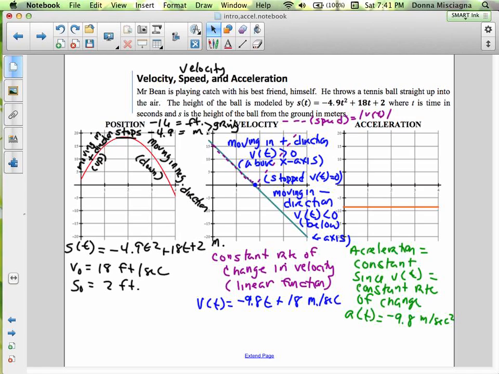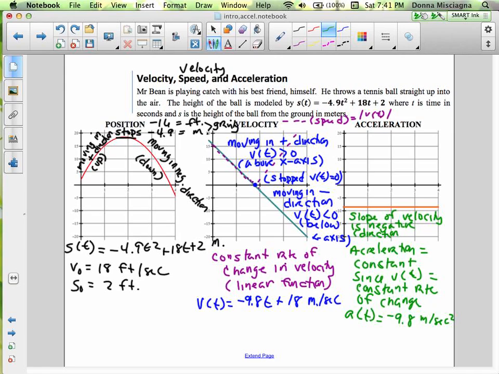All right, and here, notice we're below the x-axis. Velocity is not always negative. The slope is negative. So the slope of velocity here is negative. How do we know that? a of t is less than 0.